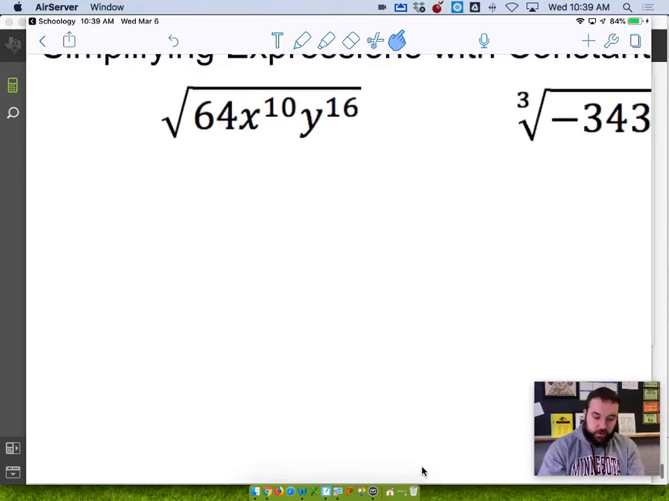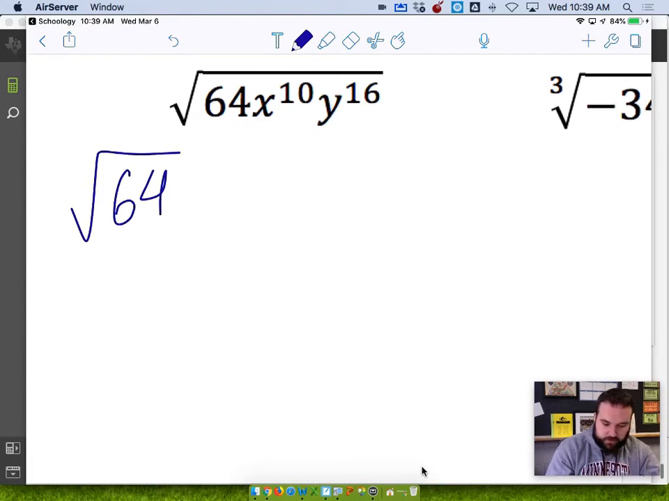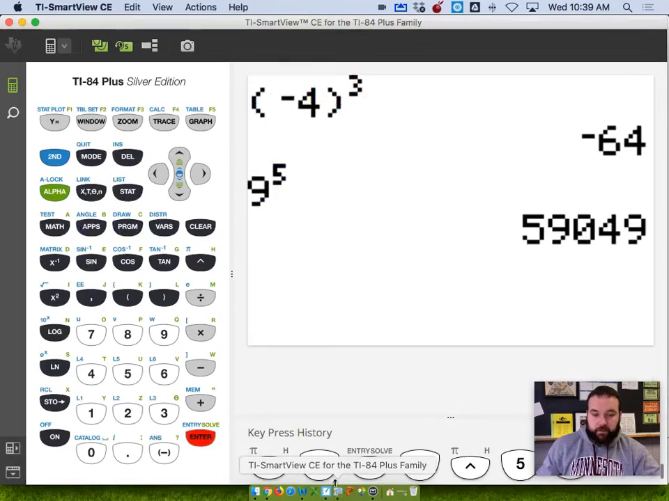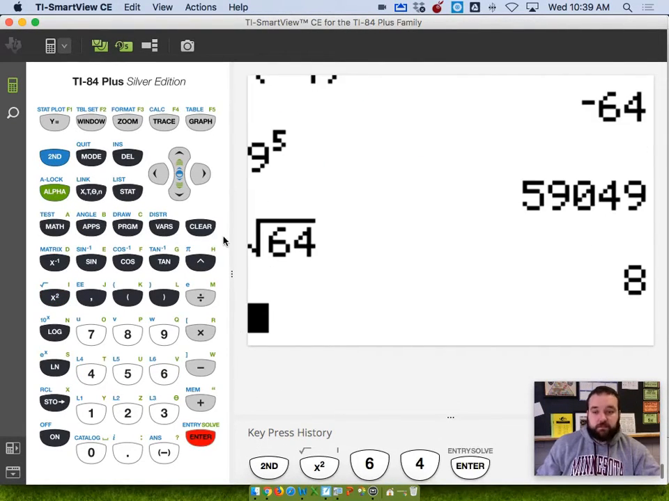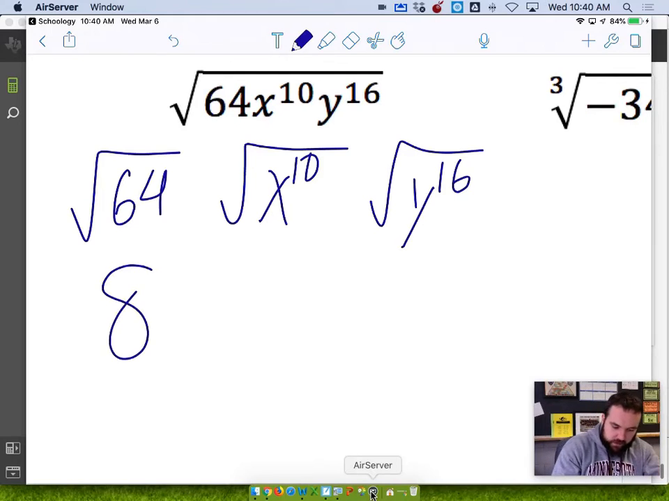So what happens if you throw a number in there? What happens if I take the square root of 64, x to the 10th, y to the 16th? I'm going to break this up into 3 separate square roots. So I've got the square root of 64, square root of x to the 10th, and the square root of y to the 16th. Now the square root of 64 is something that I can type in the calculator, or if you know the square root of 64 is 8, that's awesome. But if you have to type it in, don't feel bad about typing something like that into the calculator. So that's going to be 8.